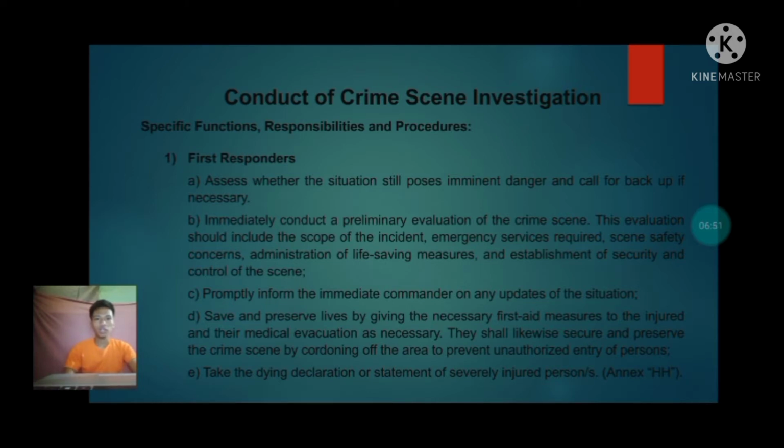Letter D is save and preserve lives by giving the necessary first aid measures to the injured and their medical evacuation as necessary. They shall likewise secure and preserve the crime scene by cordoning off the area to prevent unauthorized entry of persons. And then letter E, take dying declaration or statement of severely injured persons.